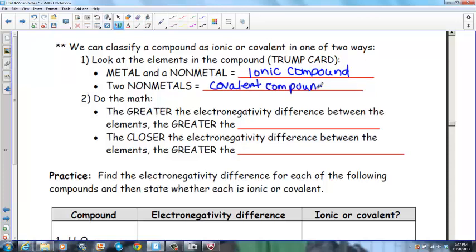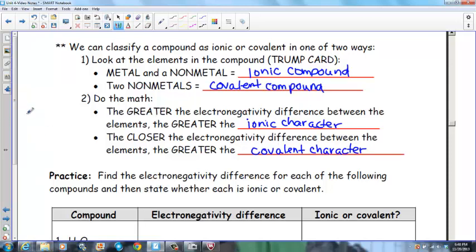And we discussed that in lesson 1. If you do the math, which gives you a better idea of what type of character the compound has, the greater the electronegativity difference between the elements, the greater the ionic character. This is a summary. And the closer the electronegativity difference between the elements, the greater the covalent character.